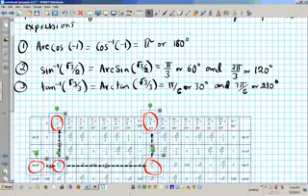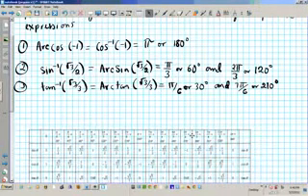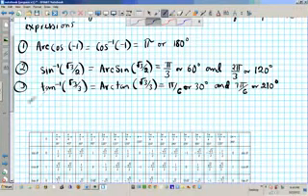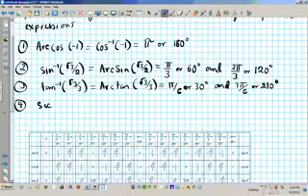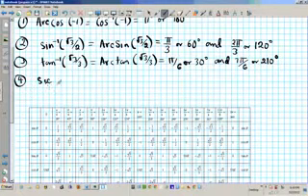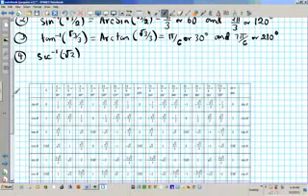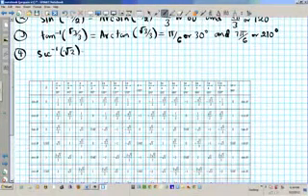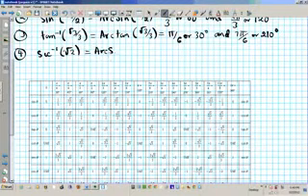Okay? Just clear that out. Number 4. In number 4, we're going to attempt to find the inverse secant of root 2. Well, let's make it negative root 2. Okay, inverse secant of negative root 2. So remember that inverse secant is the same thing as arcsecant. The arcsecant of negative root 2.